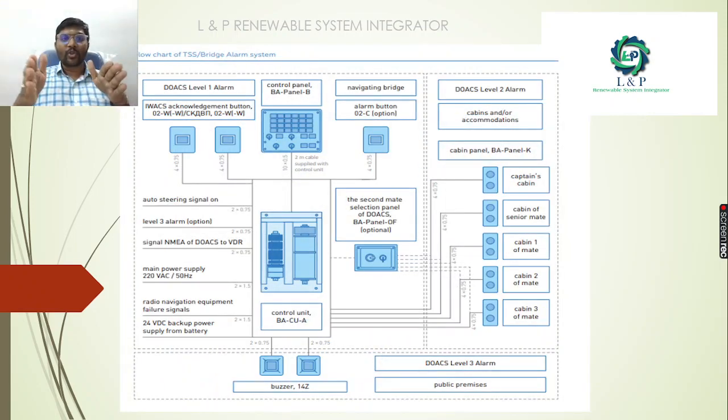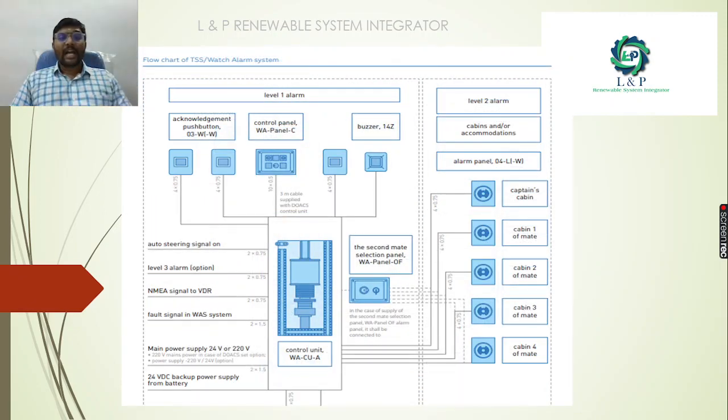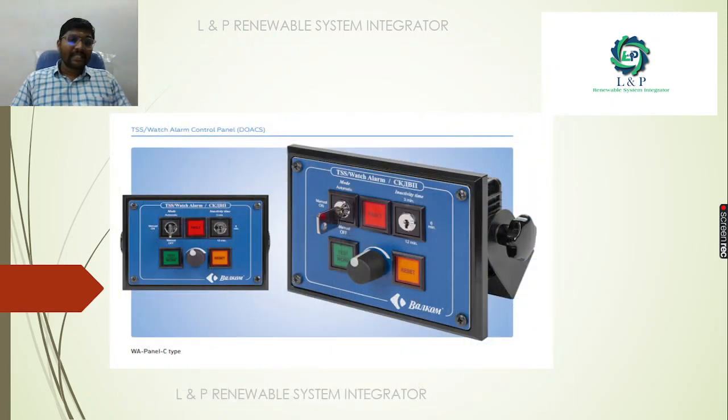Next, this is a flowchart of the bridge alarm system. We have different stages of alarms. We are monitoring each and every room using these alarms. And this is a watch alarm system. This is how it looks. This is a flowchart, and this is a real-time watch alarm control panel.